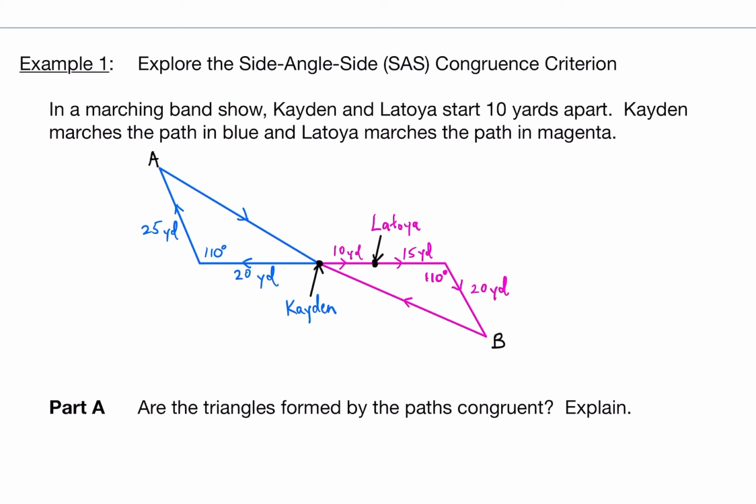The first question is, are the triangles formed by the paths congruent? Are they congruent, meaning are they exactly the same? Well, let's take a look. Caden moves 20 yards, so that's one side of the triangle.